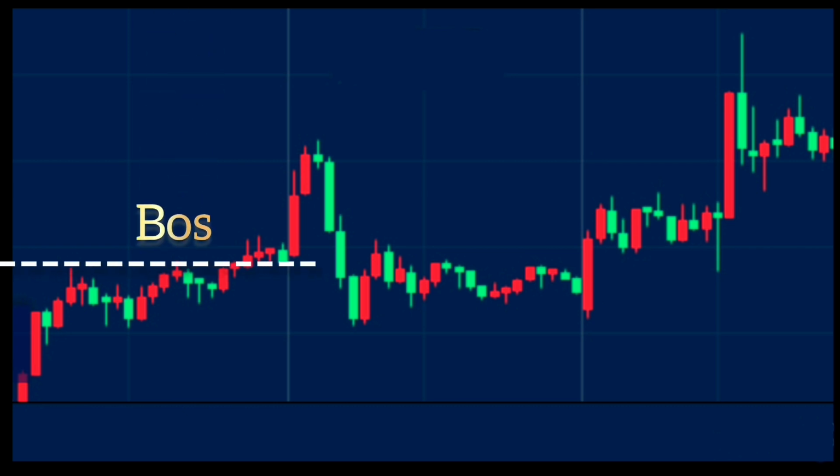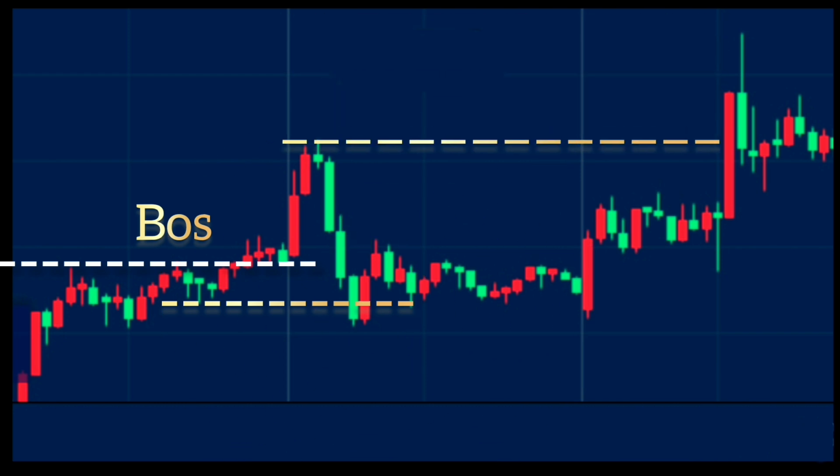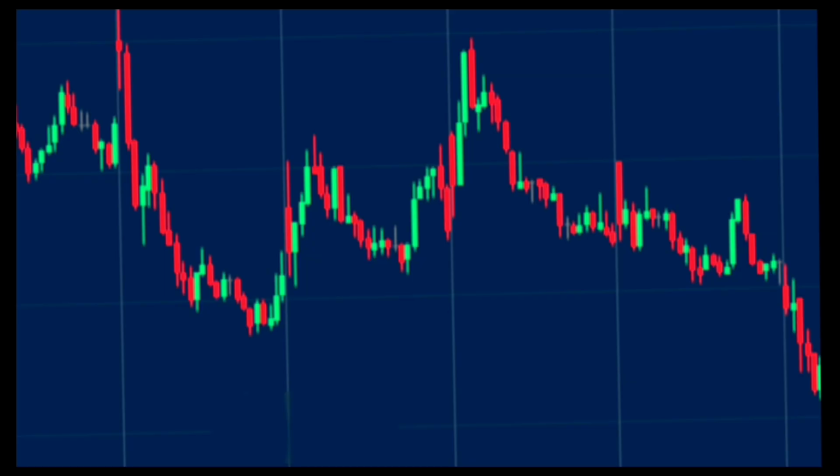The market makes a higher high to the upside and makes BOS, takes the liquidity zone here, and also makes an engulfing candle above the liquidity zone and hits the target of the recent high. Look at the double top liquidity chart.